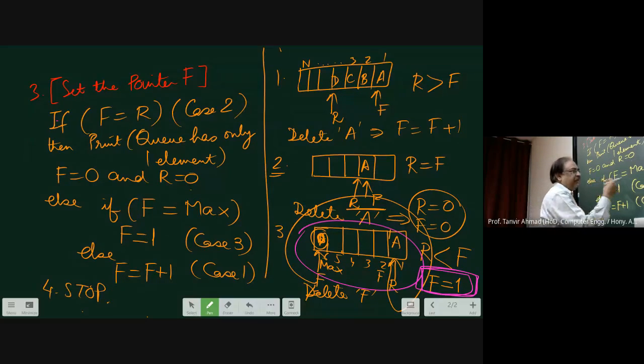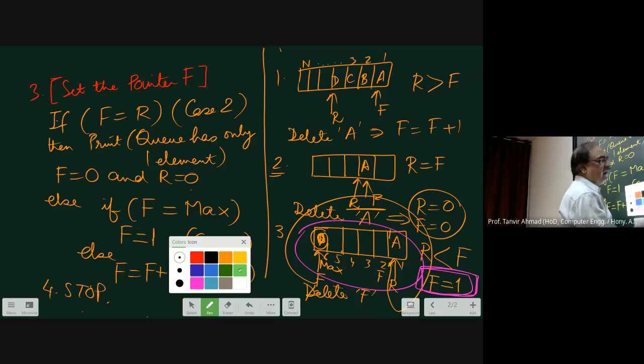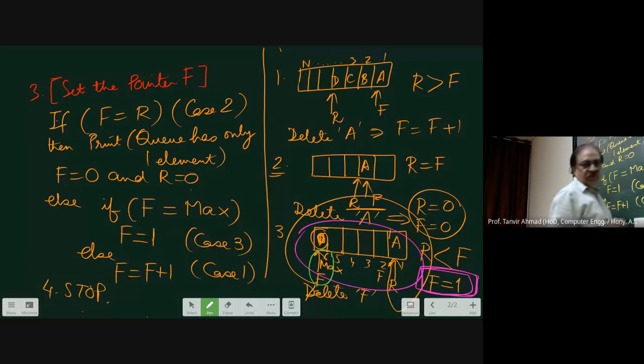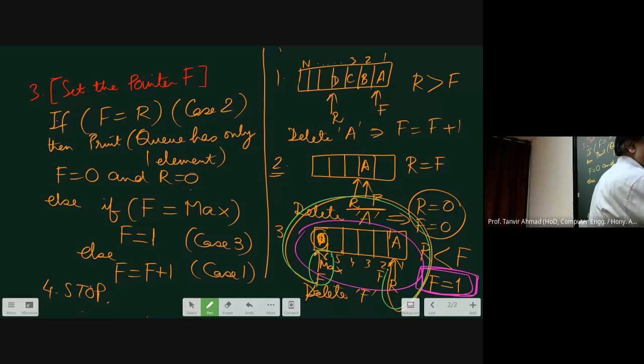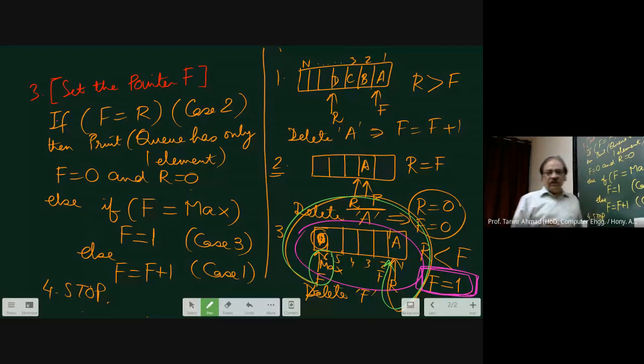Therefore, if X is equal to max, F is equal to 1. In this case, F was at 6. And what you did is that you rotated and set F here. That means rotation took place. You move from 6 to 1. There 6 is max. Therefore, if F is equal to max, then you put F is equal to 1. That is case number 3.